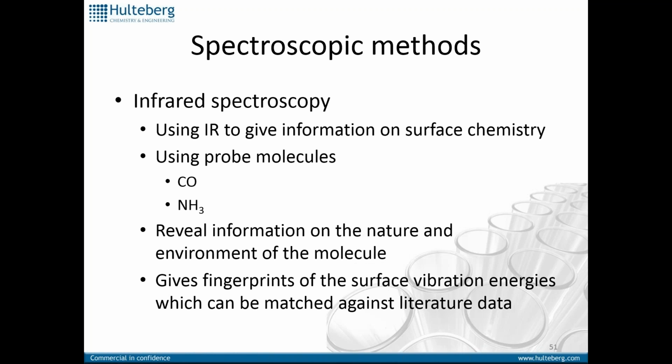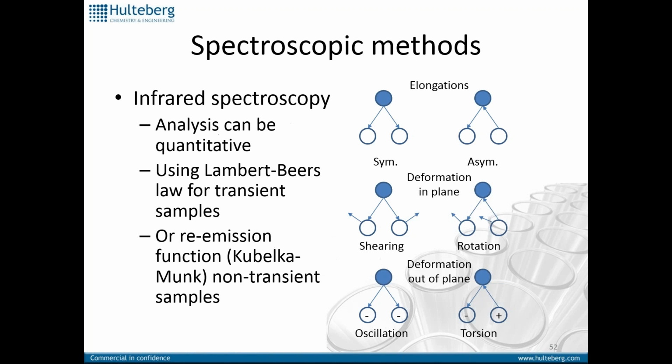Infrared spectroscopy. Here we look at the surface chemistry. We can send in different probe molecules like CO and ammonia, and it gives you the nature of the environment around these probe molecules. So we basically can see how these probe molecules have adsorbed and what species they have reacted with. And then we can match them against literature data, looking at symmetric and asymmetric elongations. We can use different types of shearing or rotation around the planes, and also oscillation and torsion out of the plane.